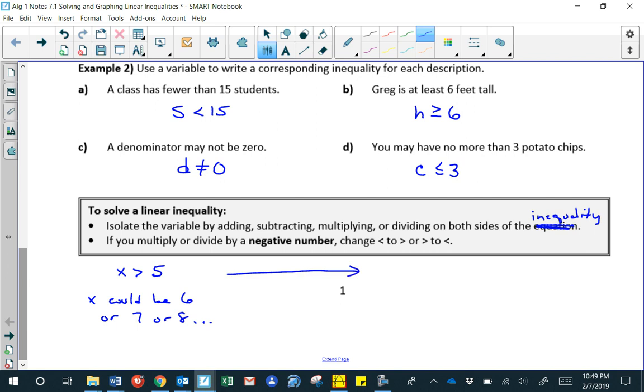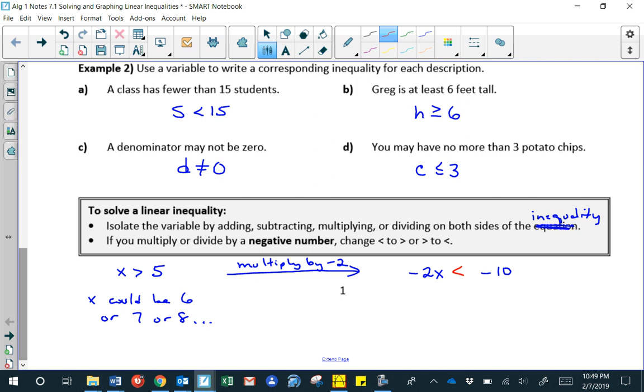If I take that inequality and I multiply it by -2 on both sides, that would give me -2x on one side of the inequality and -10 on the other side. Think about the numbers 6, 7, and 8 that we just talked about that satisfied the original inequality. If I take 6 and multiply it by -2, I get -12, which is less than -10, or to the left of -10 on the number line.